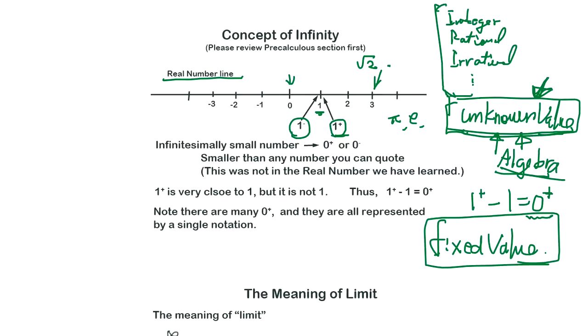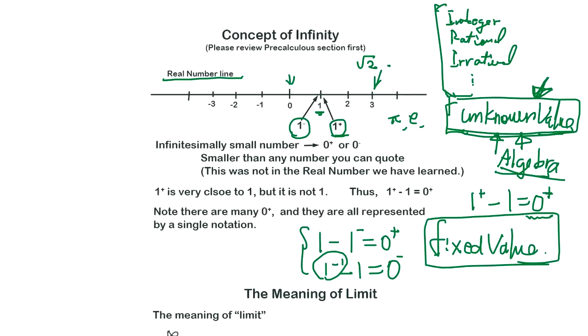Okay, 0 plus is called an infinitesimally small number. If you do 1 plus minus 1, it's going to be 0 plus. But if you do 1 minus minus 1, then it's going to be an infinitesimally small negative number, right? So we know it is infinitely close to 0, but it's not 0.